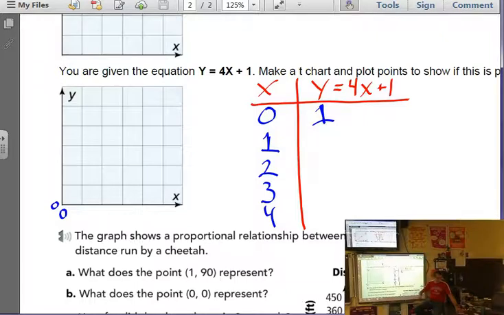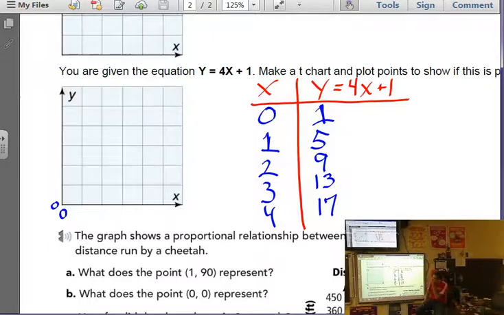If I plug in a 1, Sean, what do I get as my output? 5. Ellie, if I plug in a 2, what do I get as my output? 9. Samantha, if I plug in a 3? 13, because 3 times 4 gives me 12 plus 1 more. And if I plug in a 4, Whitney, what's my output? So 4 times 4, then add one more.